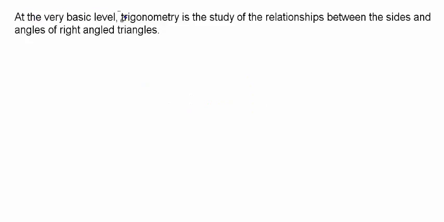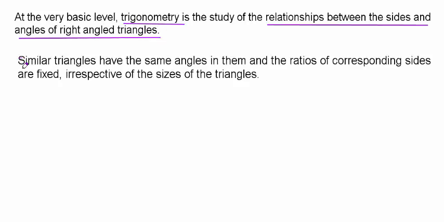At the very basic level, trigonometry is the study of the relationships between the sides and the angles of right-angled triangles. Recall that similar triangles have the same angles in them and the ratios of the corresponding sides are fixed, irrespective of the sizes of the triangles.